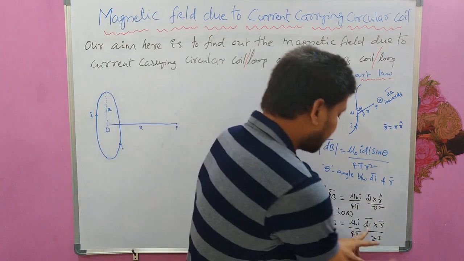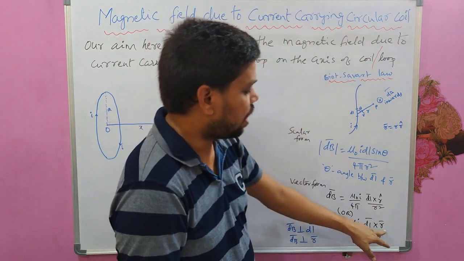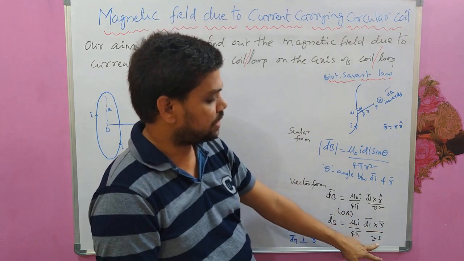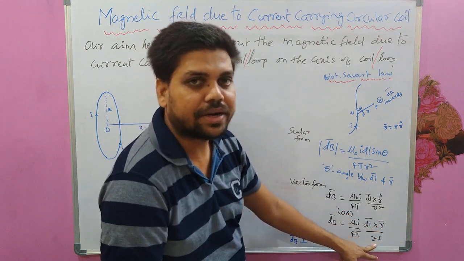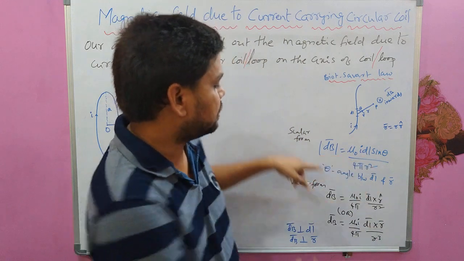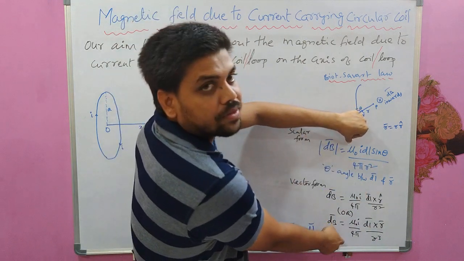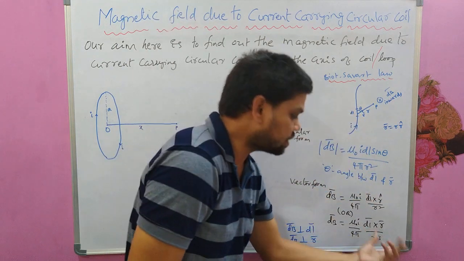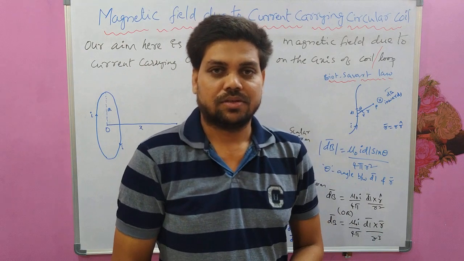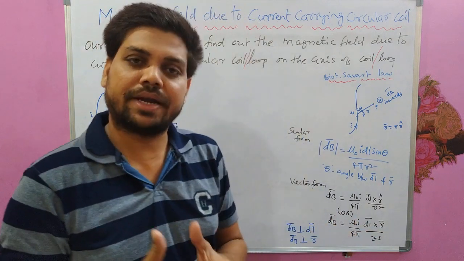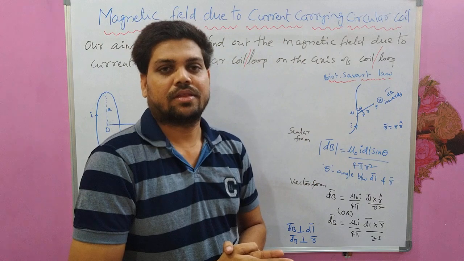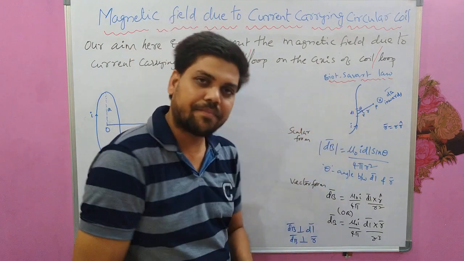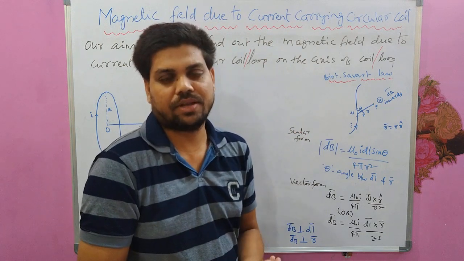And if you expand this cross product, for example, dl r sin theta, that r will cancel with the r cube and we get r square in the denominator, and you will get the same formula as here: mu naught I dl sin theta by 4 pi r square, if you expand this cross product. So this is the vector form of the Biot-Savart law for the magnetic field.